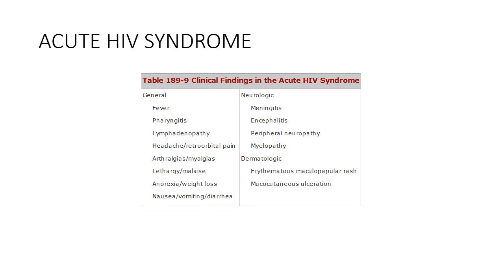So these are the general and neurological symptoms in connection with the HIV syndrome, where you can see fever, pharyngitis, lymphadenopathy, headache, arthralgia, lethargy, anorexia, nausea, and all are very common. Then neurologic symptoms: meningitis, encephalitis, neuropathy, myelopathy, etc.